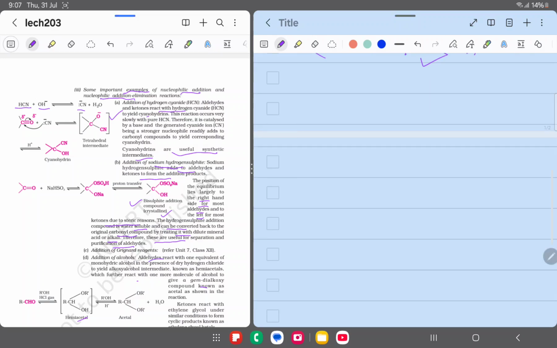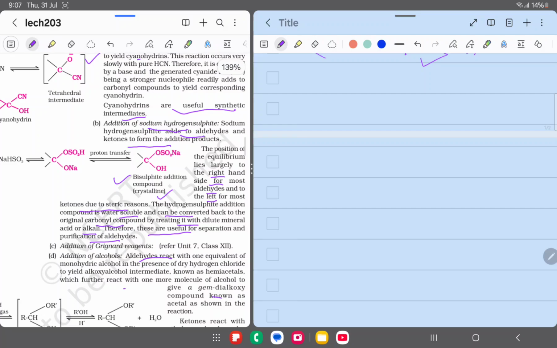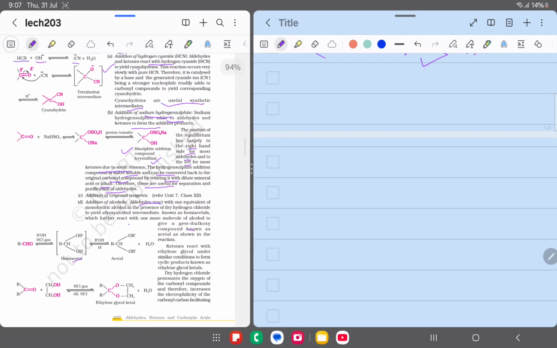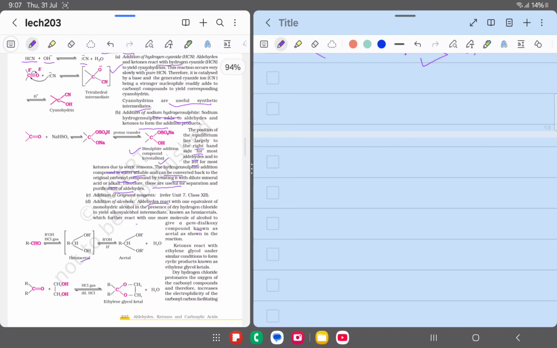Addition of alcohols. Aldehydes react with one equivalent of monohydric alcohol in the presence of dry hydrogen chloride to yield an alkoxy alcohol intermediate known as hemiacetal, which further reacts with one more molecule of alcohol to give a gem dialkoxy compound known as acetal, as shown in the reaction.